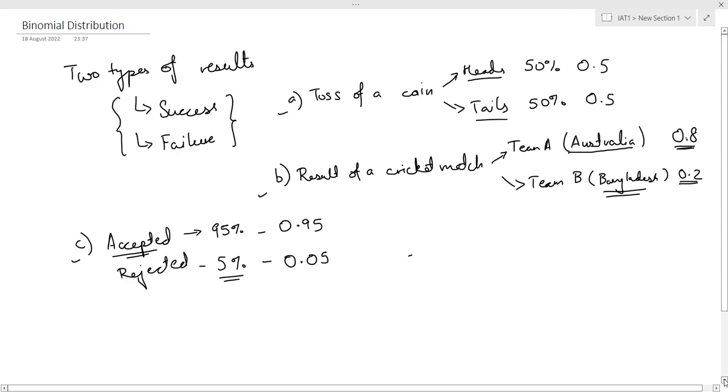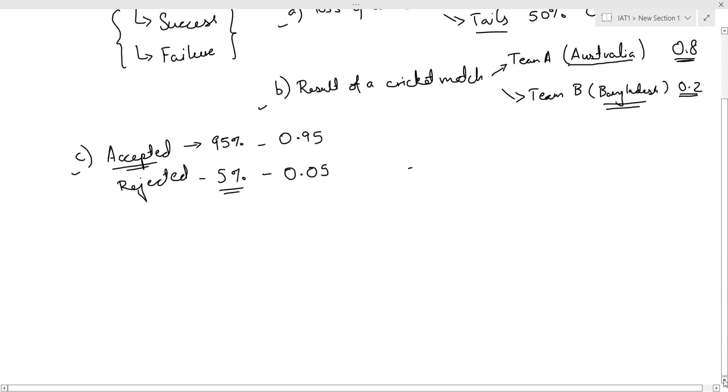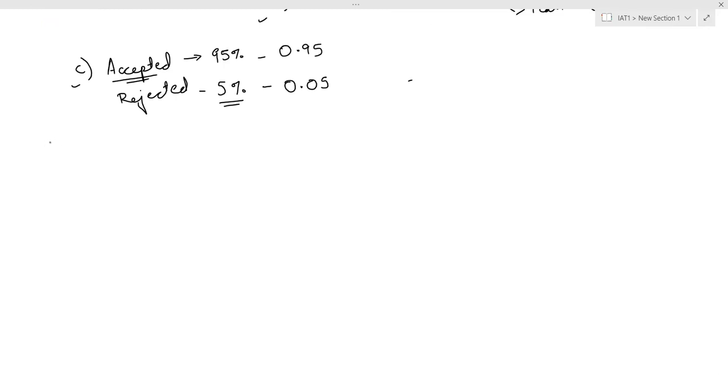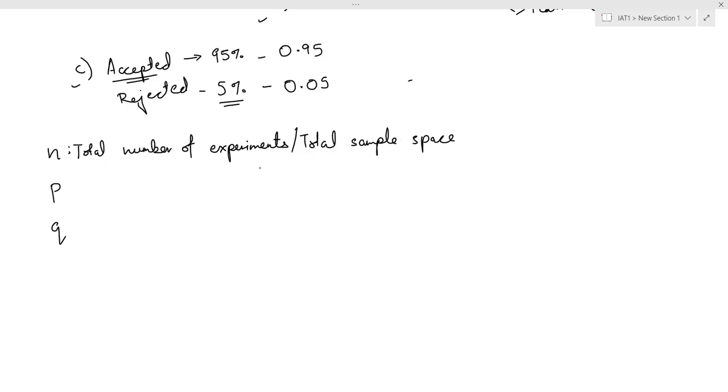So whenever we are solving a binomial distribution, what are the variables that we have to keep in mind? See, whenever we are talking about binomial distribution, we are interested in 3 things. What are those 3 things? First is n, second is p, and third is q. What is n? N is the total number of experiments, or we can say total sample space. I will explain all this in just a few minutes, but just note these points down. N stands for total number of experiments or the total sample space.